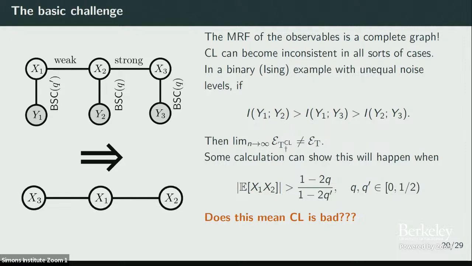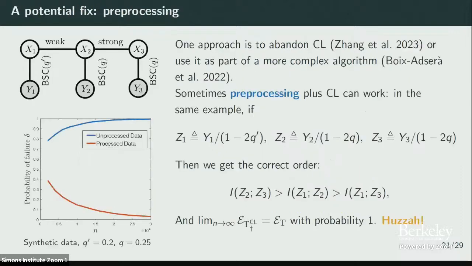And you're like, okay, when does that happen? You chug through, and everything boils down to the correlation coefficient for the binary case. So you just get a condition on the relationship between these noise levels, a sort of threshold on the correlation. If this inequality is violated, then Chow-Liu is bad or doesn't work.